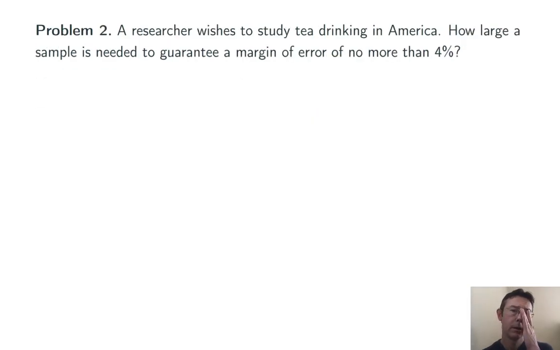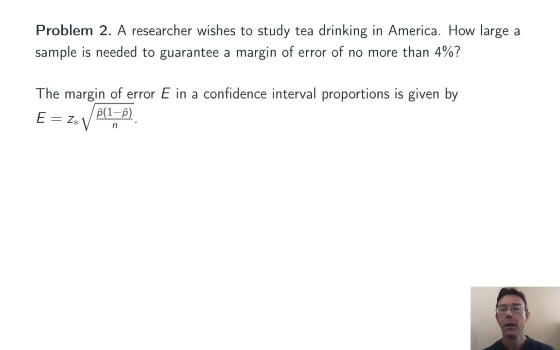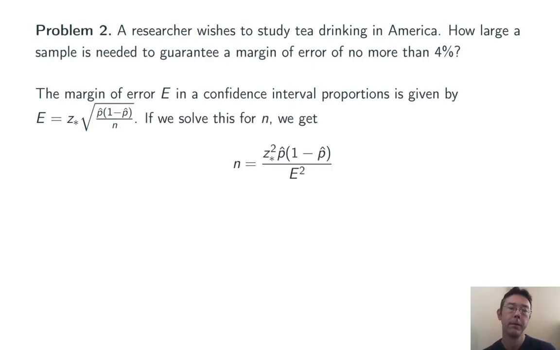Problem 2. A researcher wishes to study tea drinking in America. How large a sample is needed to guarantee a margin of error of no more than 4%? The margin of error, E, in a confidence interval for proportions is given by E equals z star square root p hat times 1 minus p hat over n, as we saw a couple slides ago.